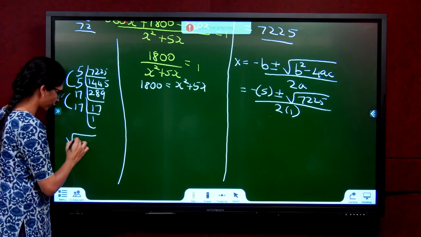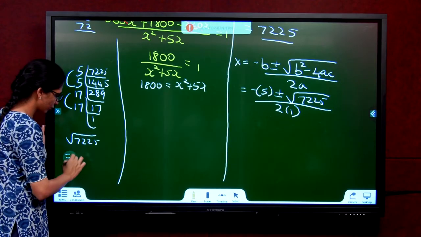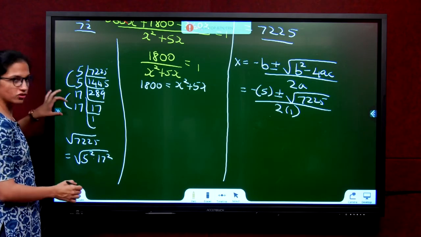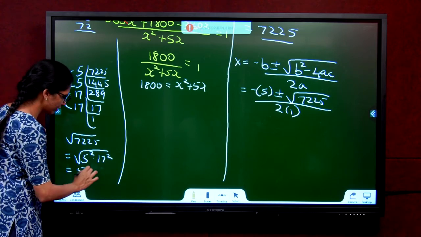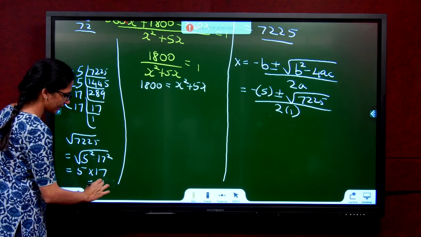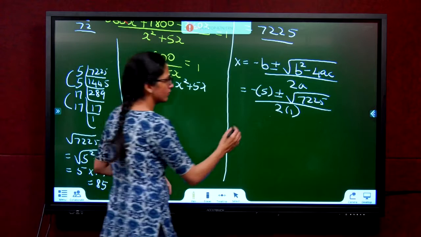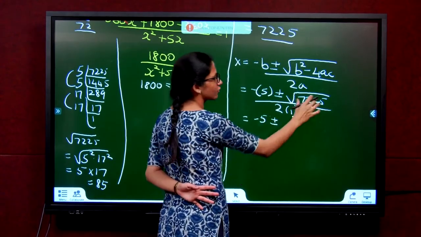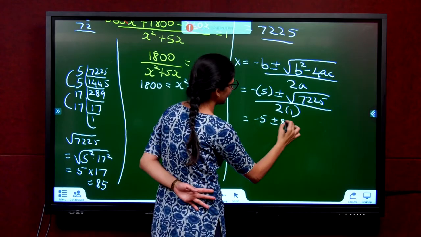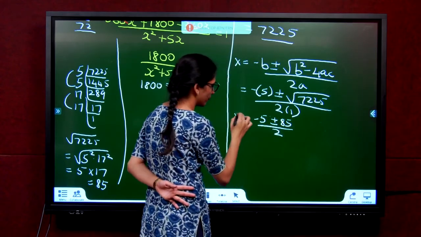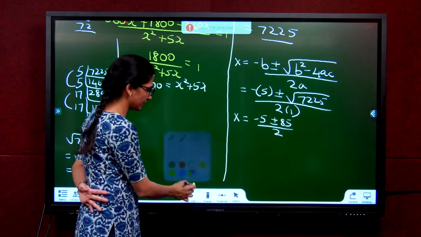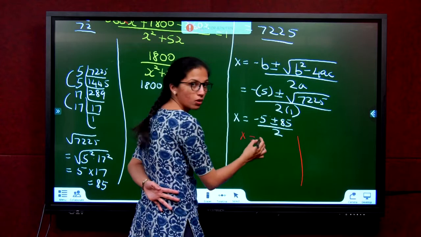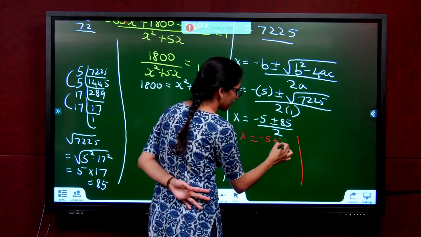So minus 5 plus or minus, what happens here? Root 7225 is root of 5 square into 17 square because of the pairs. 5 into 17, it is 85. So you can write x is equal to minus 5 plus or minus 85, divided by 2. This will give us two possible solutions. So x is equal to minus 5 plus 85 by 2.